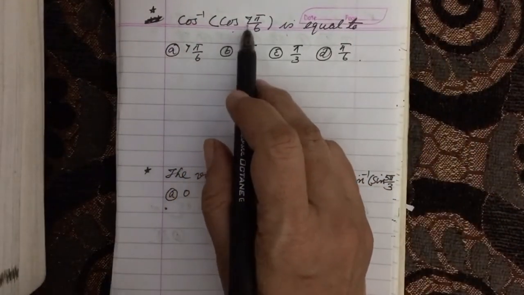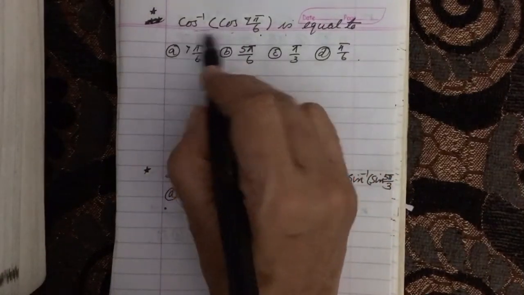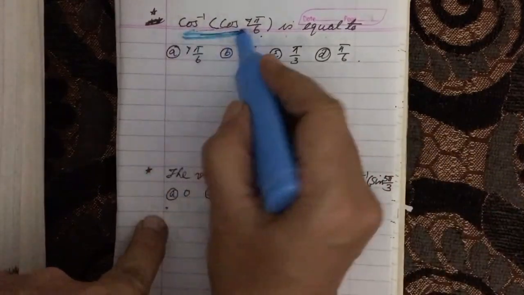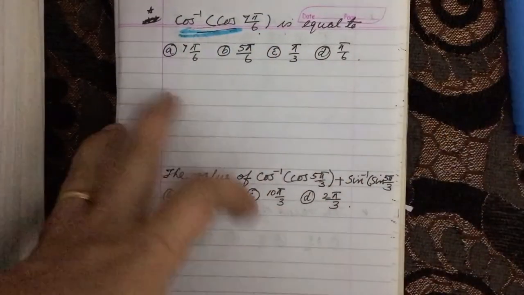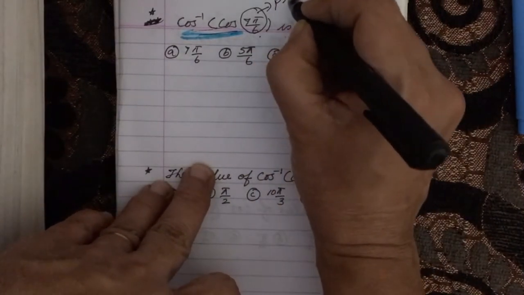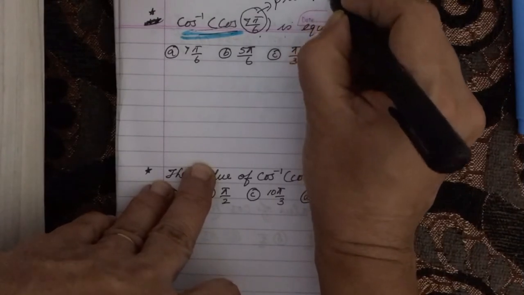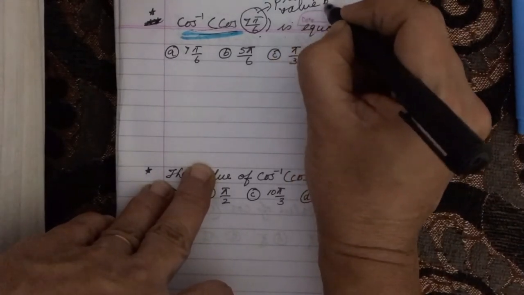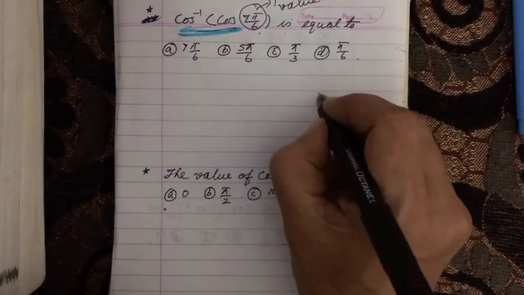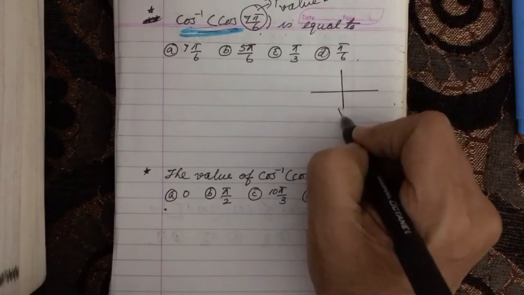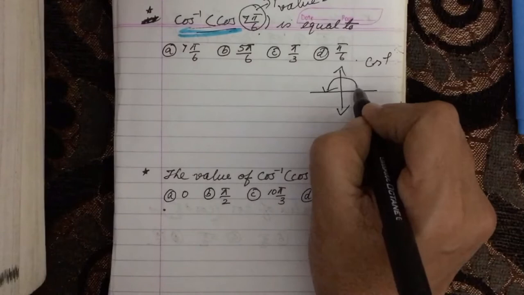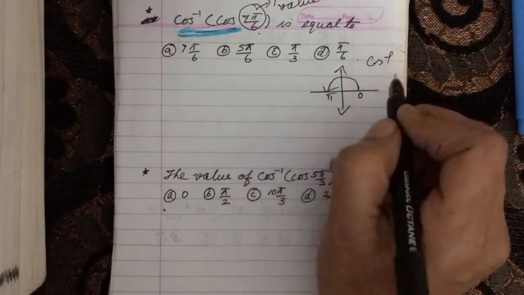Cos inverse of cos 7 pi by 6. Can you simply nullify this? No. This one, you never nullify it. You have to just see cos inverse. This is an angle. This angle must be in the principal value branch. And whenever you see cos inverse, the principal value branch, immediately you say this is a second group. Cos inverse group, the principal value branch, this should be your figure. Okay, it is from 0 to pi.